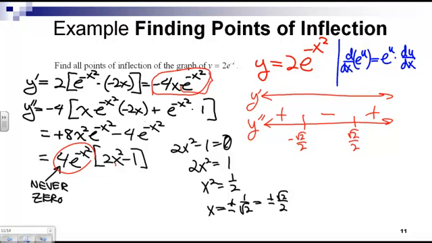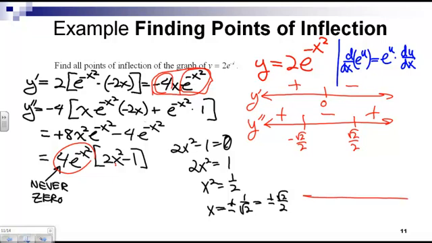Remember, e to the power of anything is always going to be positive. So this is always positive, this is always negative. At 0, we get a critical value for y prime. And when x is negative, this is positive over here. When this is positive, I get negative. Let's see if we can complete this picture.